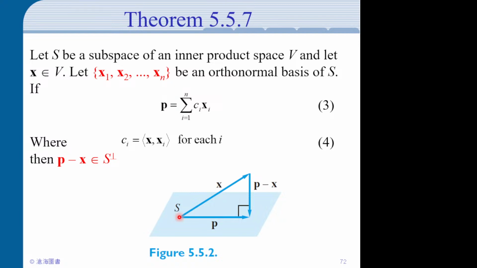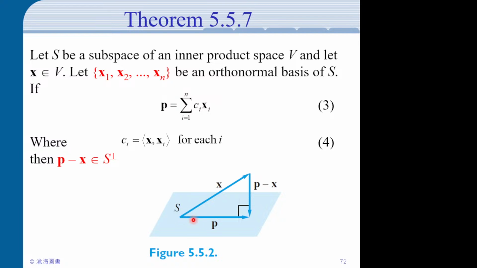And we see that you can just do this: if you have whatever vector here, and you want a projection onto your subspace S, then you just take the projection coefficients Ci equal to X inner product with your basis element Xi.